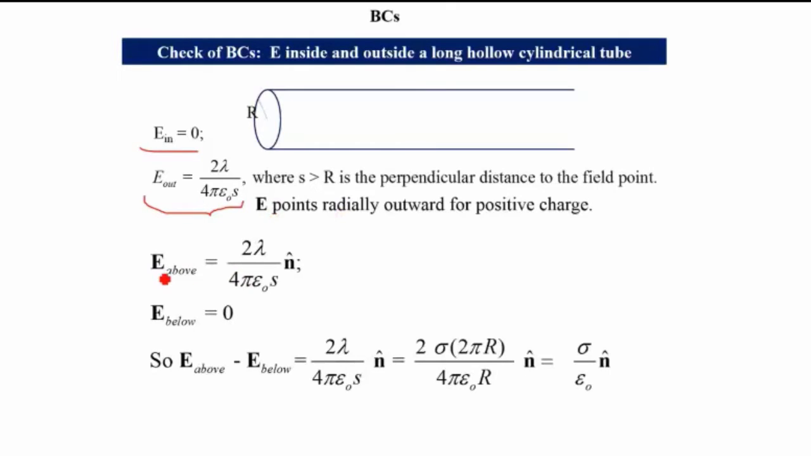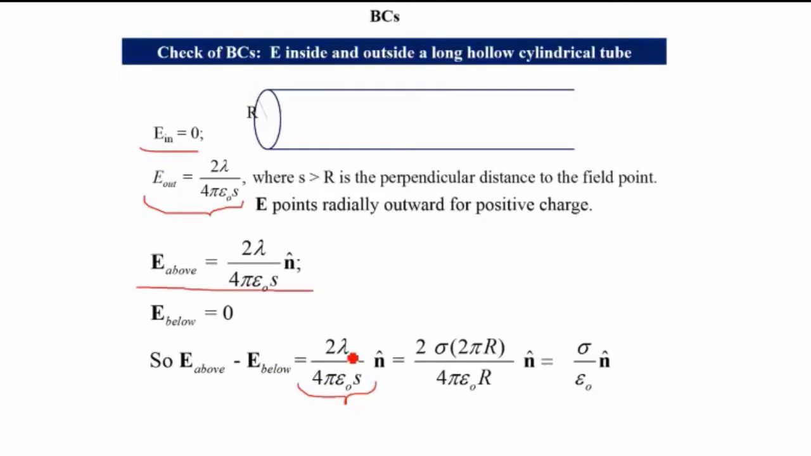Let's look at E above. That's what I just said. This could have been s hat. We'll call it n hat. E below. So take the difference. And so we use these equations for the difference. All we have is E above, like here. So the change in the E field to go to 0 value will be equal to this.